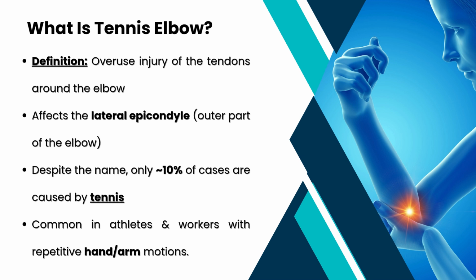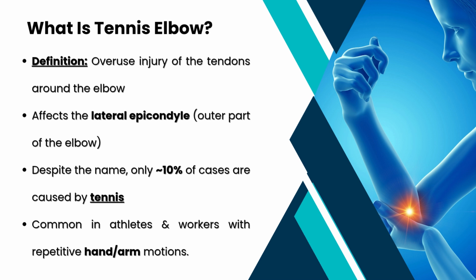Now, what is tennis elbow? Basically, it is an overuse injury of the tendons around your elbow, more specifically your extensor tendons, the tendons on the top of your hand, or what we like to call the dorsal aspect of your hand versus your palm. It affects the outer part of your elbow, and it causes different types of symptoms: pain, weakness, and all that.